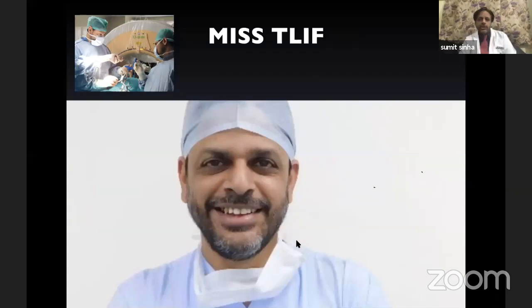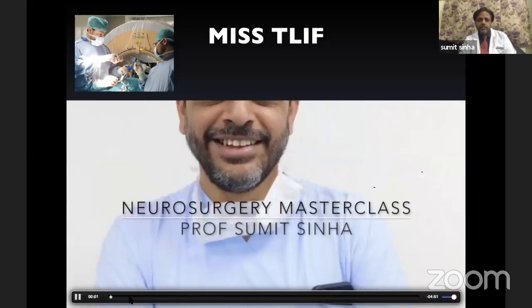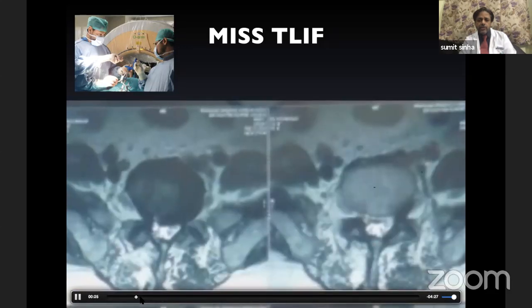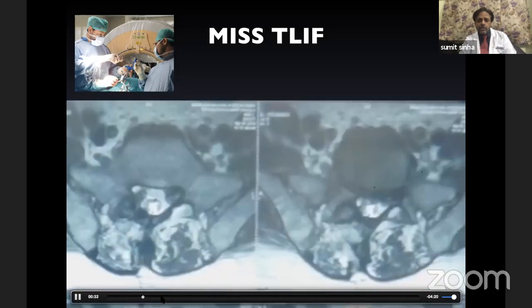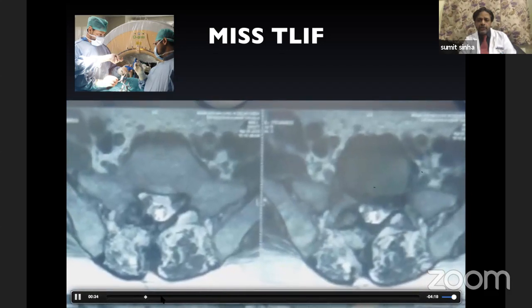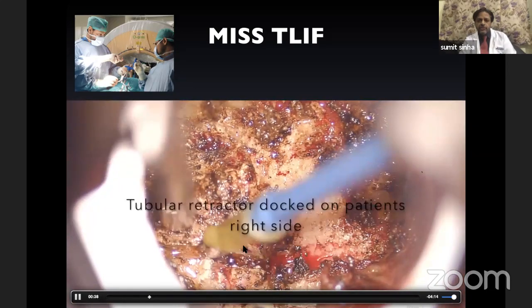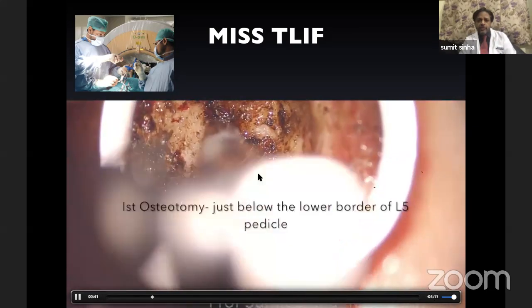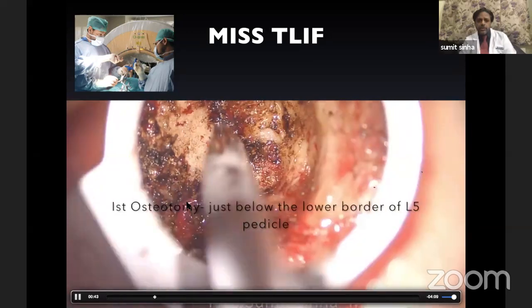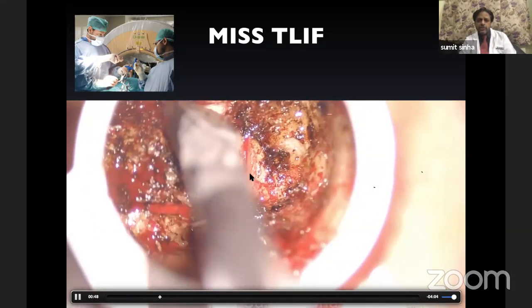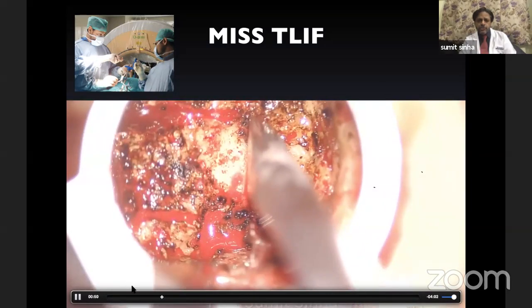Interbody fusion, yes, you can do the interbody fusions as well with the minimally invasive technique, and this is again by means of placement of a tubular retractor system, which was docked on the patient's right side, and this is L5-S1. Now 3 osteotomies are done. First osteotomy is done, and the second osteotomy. I should show you these osteotomies.